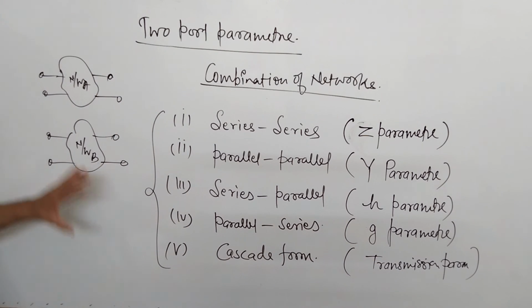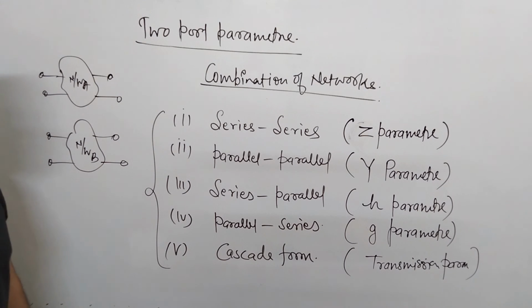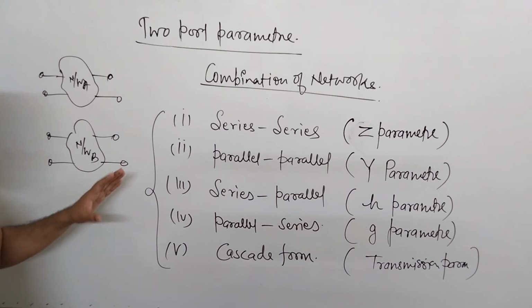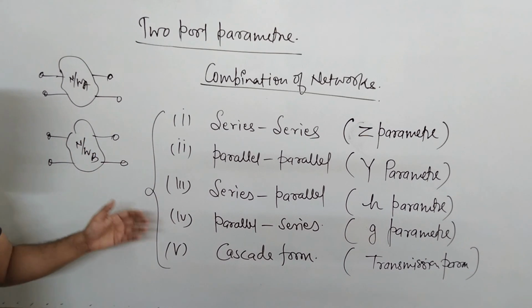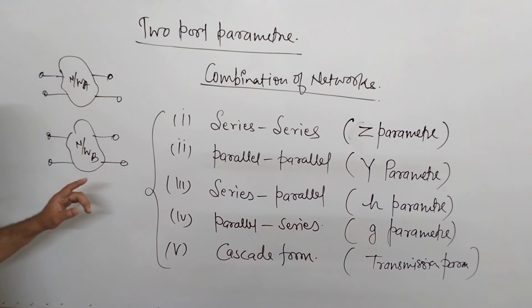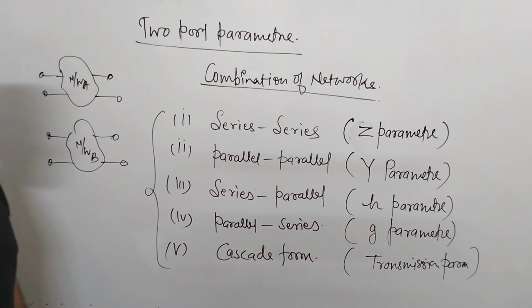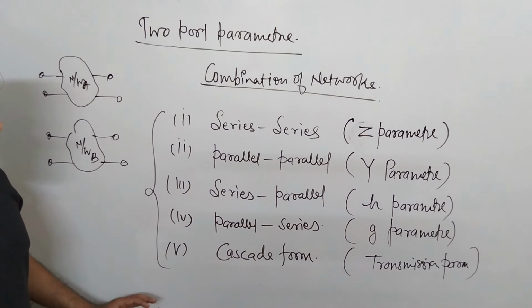Okay, so this is all about the interconnection of two different networks, either in series, parallel, series parallel, parallel series and cascade form. Now one by one we'll see the interconnection mechanism. Okay, so in my next lecture we will see about the combinations of network, and we will understand different types of connection patterns in networks. Okay.